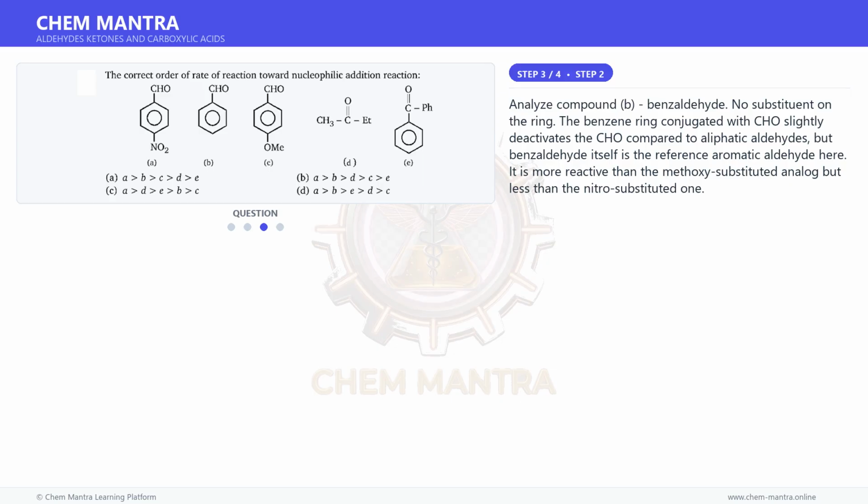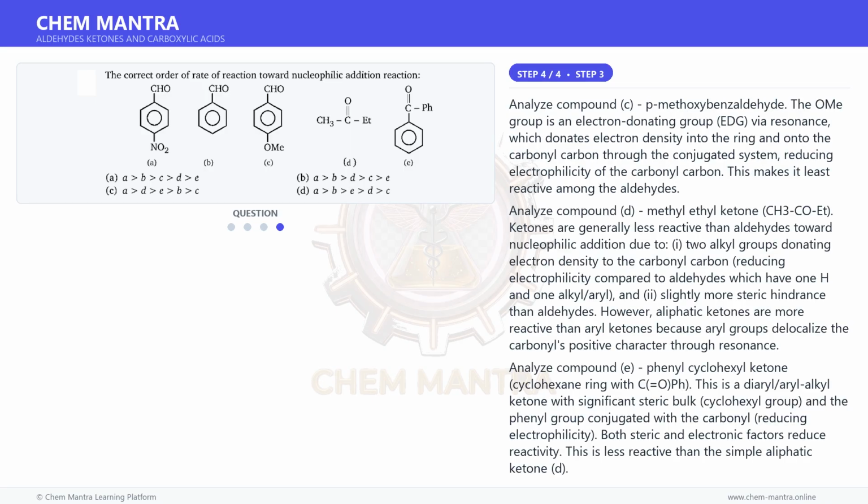Analyze compound B, benzaldehyde. No substituent on the ring. The benzene ring conjugated with CHO slightly deactivates the CHO compared to aliphatic aldehydes, but benzaldehyde itself is the reference aromatic aldehyde here. It is more reactive than the methoxy-substituted analog, but less than the nitro-substituted one. And for the final step.